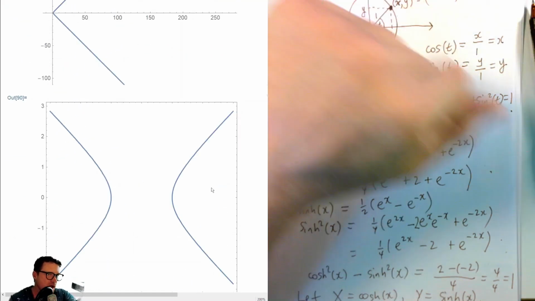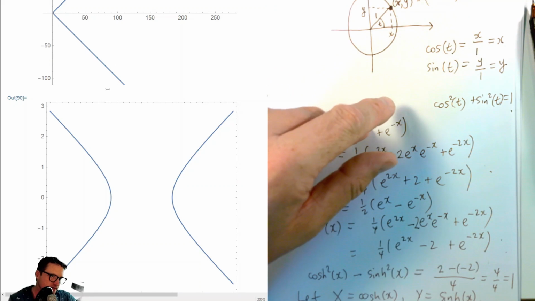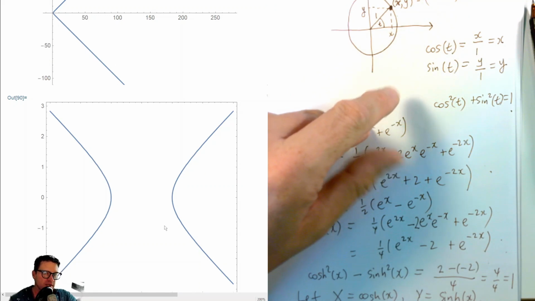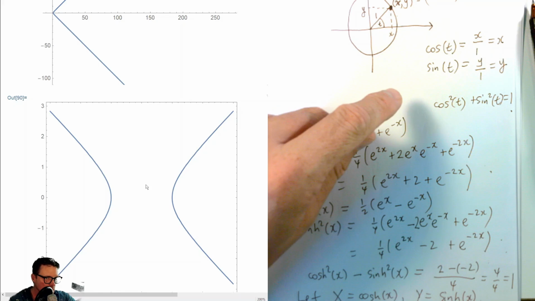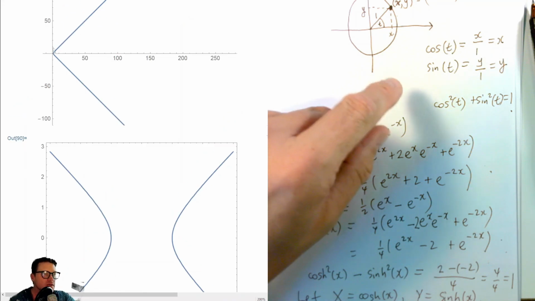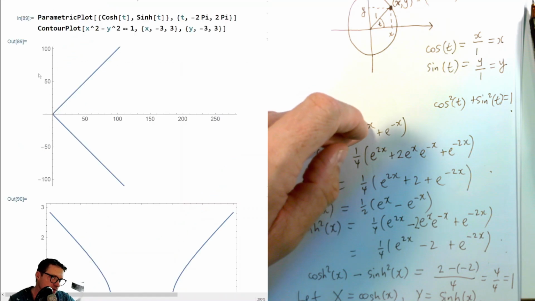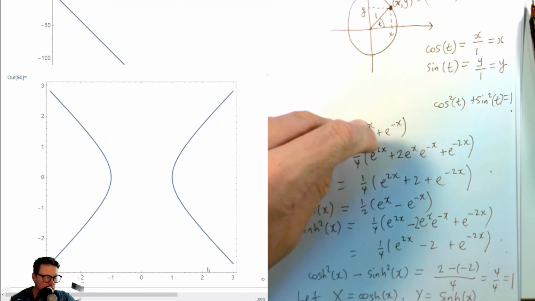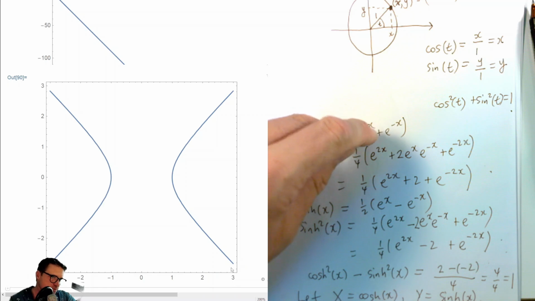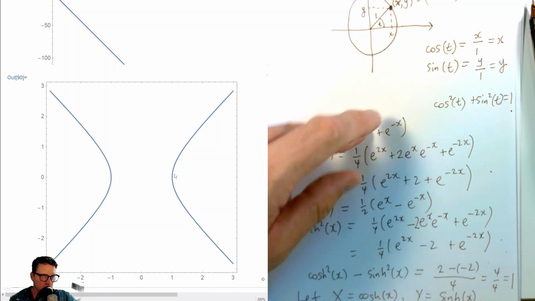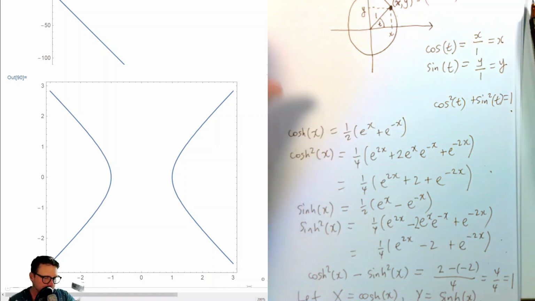Okay, so here we have a hyperbola, right? So what we've got here is just the right-hand branch of it. And the reason why this one looks more like two lines is because it goes down to minus 100 and up to 100, right? Whereas this is only plotted from minus 3 to 3. So there, you see a lot more of the curvature in this plot.